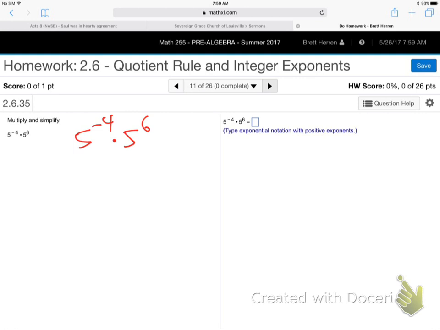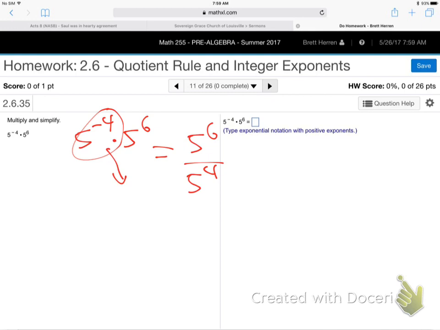They jump. They're unhappy where they're at, right? Other ones are happy. So the 5 to the minus 4, just him, he's going down. The 5 to the 6 is happy where he's at. He likes his job. He's got a positive power. He's got a positive boss. 5 to the 6th over 5 to the 4th. Like that. Is that good?